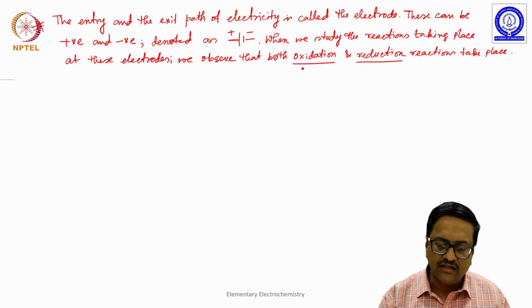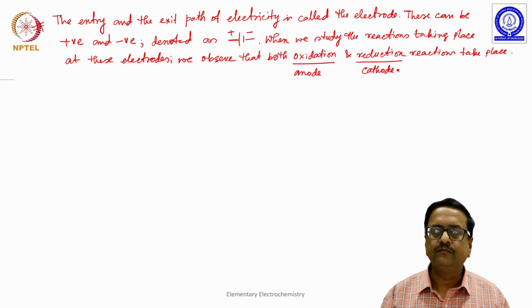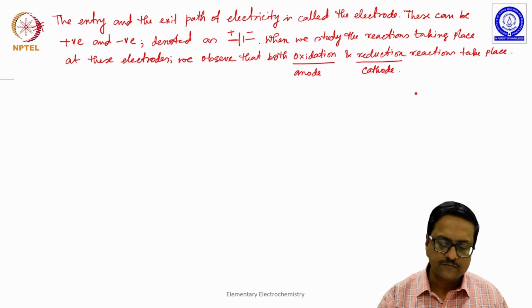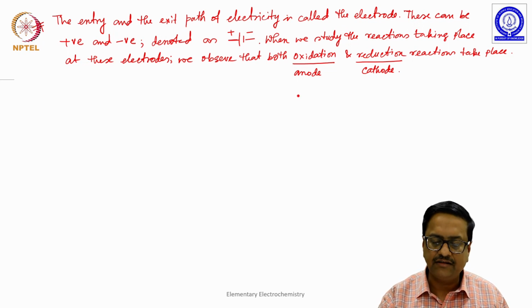So, conventionally the electrode at which the oxidation takes place is called the anode, and the electrode where reduction takes place is called the cathode. You will see during this particular course, in some places the anode is positive and cathode is negative, and in some cases the anode is the negative electrode and cathode is the positive electrode. Let us try to understand this using simple electrolysis of water.